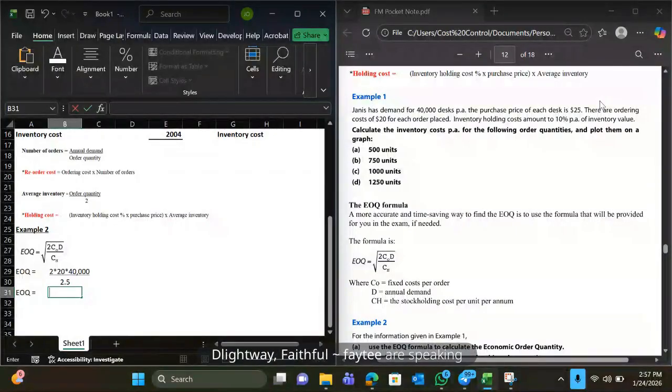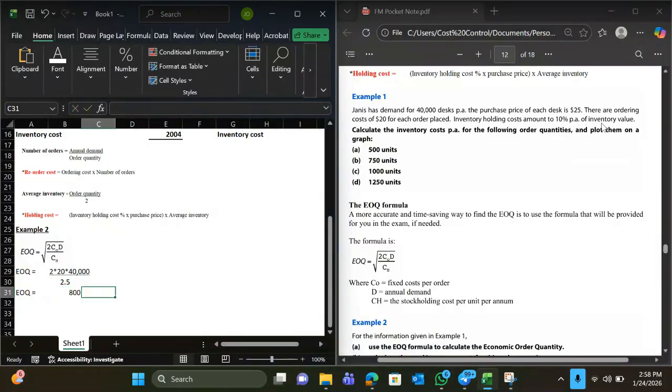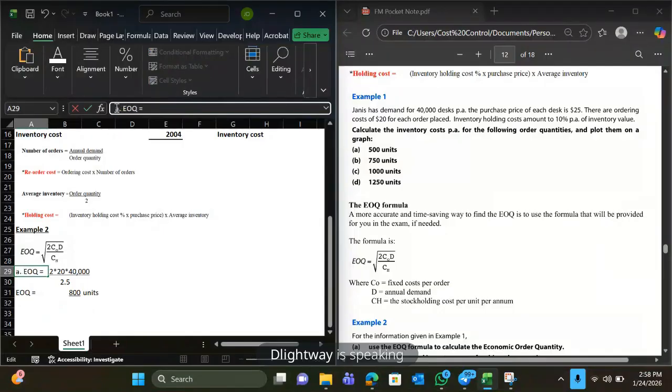So what you do is you press that thing that looks like the root sign. You press it, then 2 times 20 times your 40,000 divided by 2.5. So it's 800 units. Yes, 800. This is for the A part of the question. So we are good to go. We've gotten this.